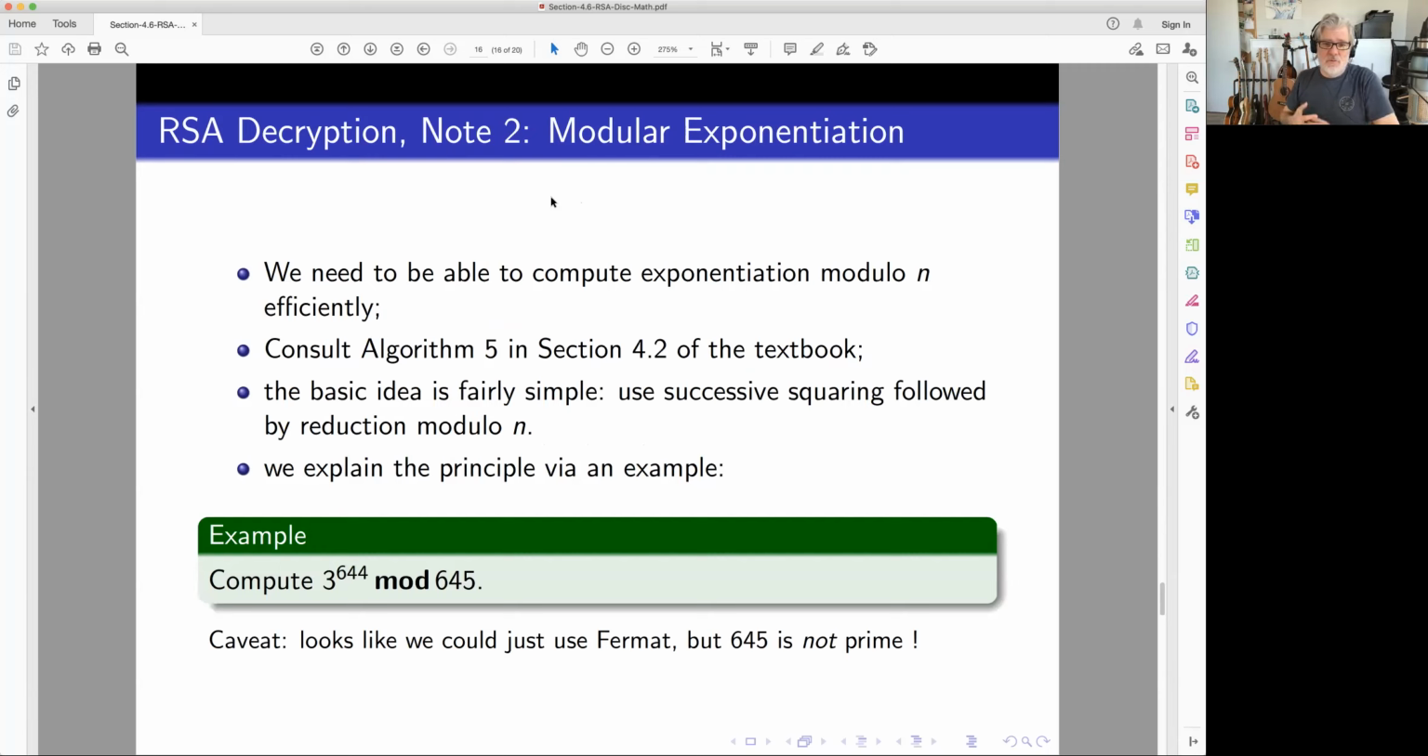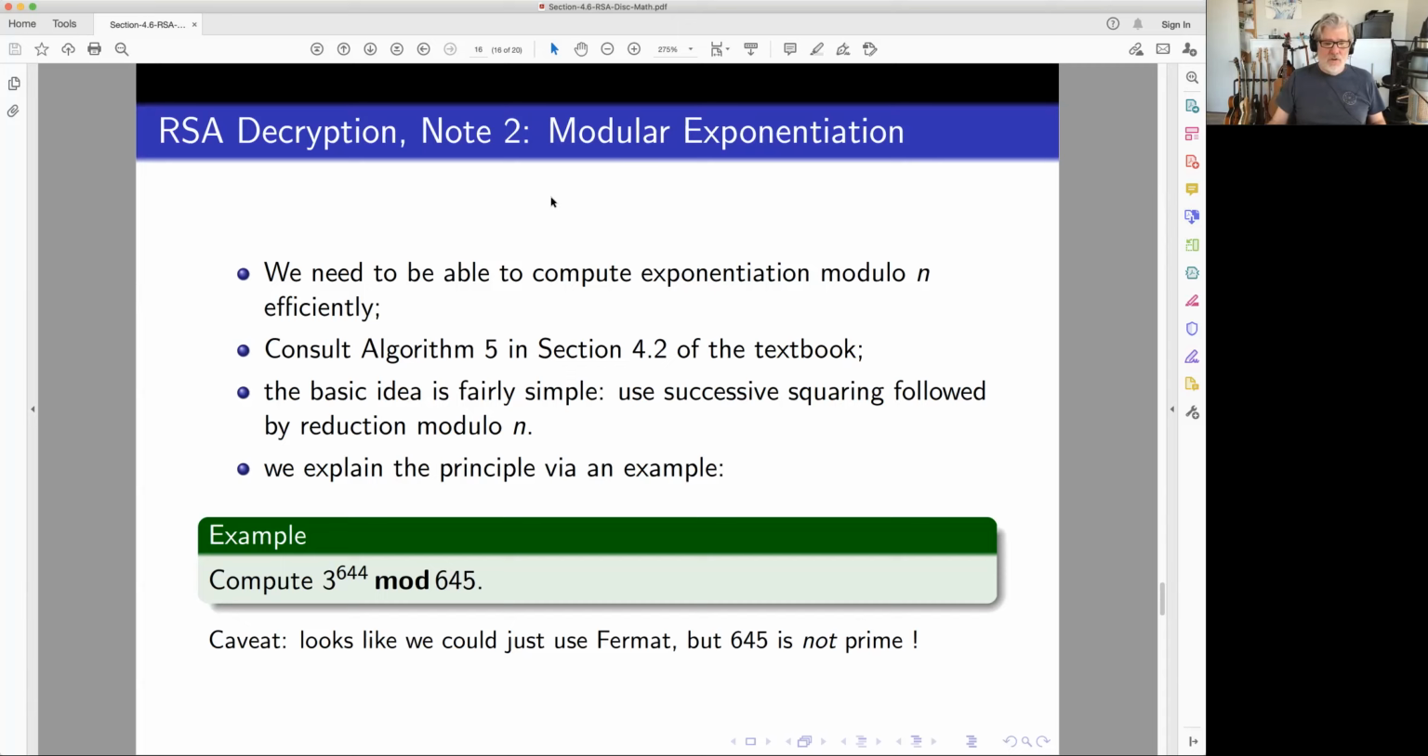If you look in section 4.2, there is an algorithm. The algorithm I'm going to show you is there, but the basic idea is very simple. I'm just going to go through an example and you'll see how this works. So the trick is successive squaring and reducing as many times as you can. I'm going to show you with an example, which is 3 to the power 644 mod 645.